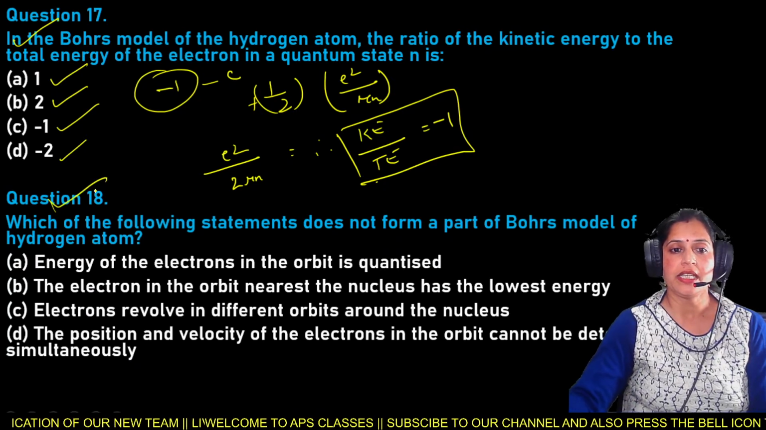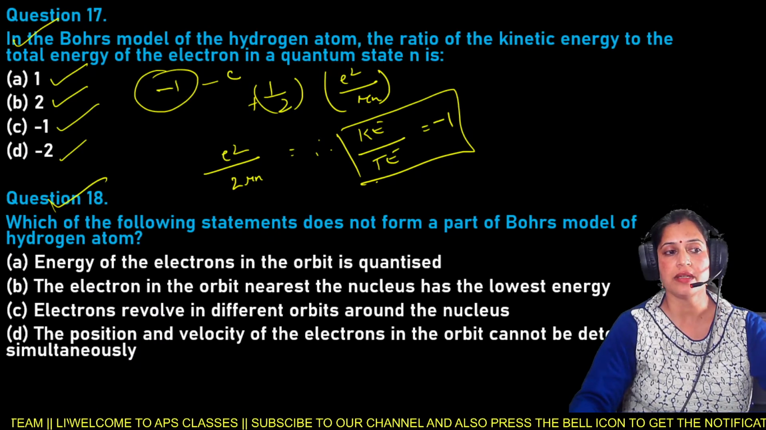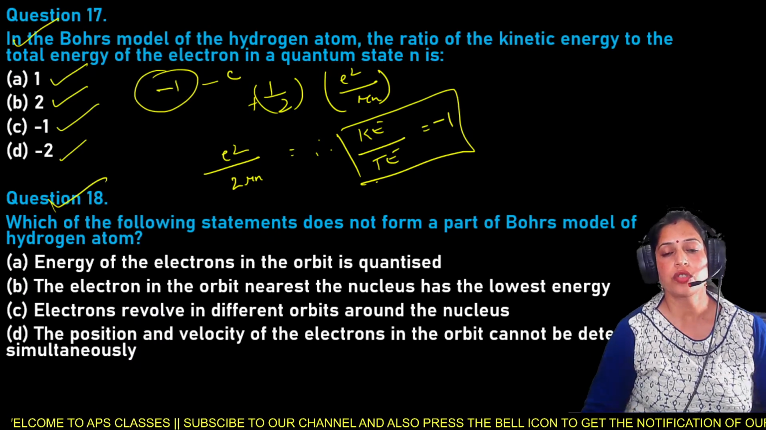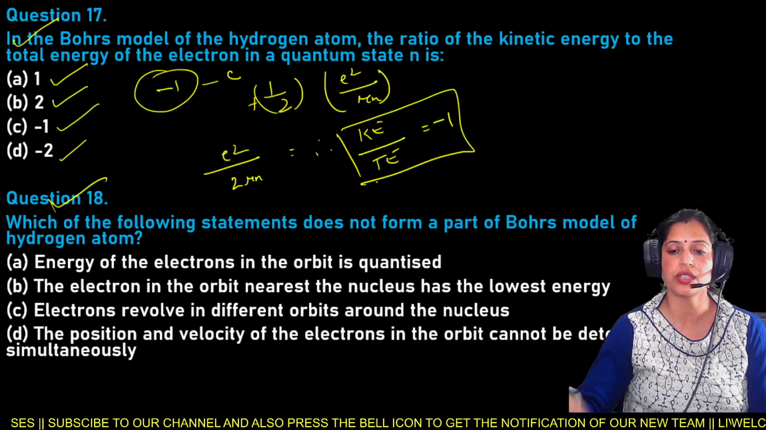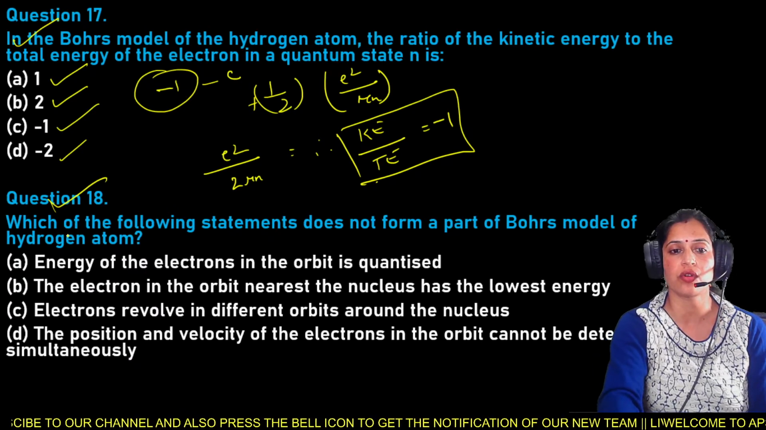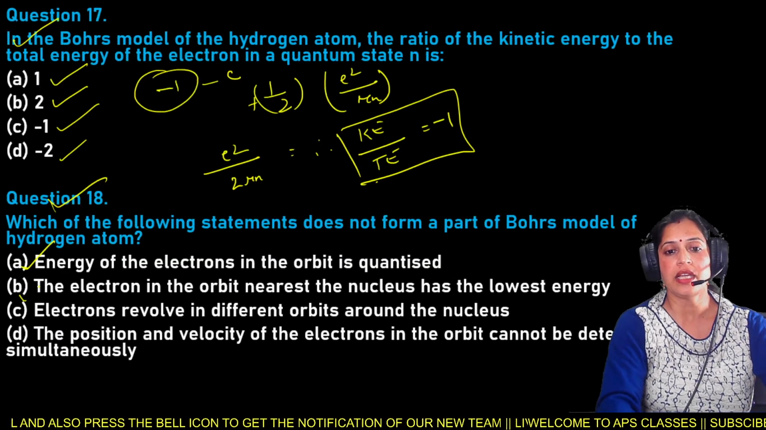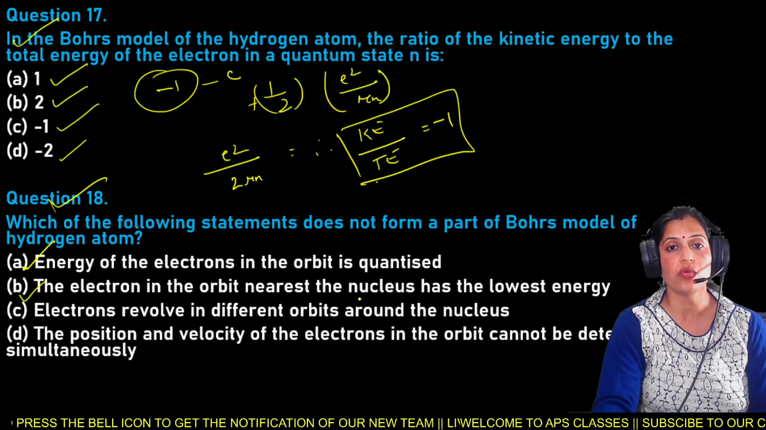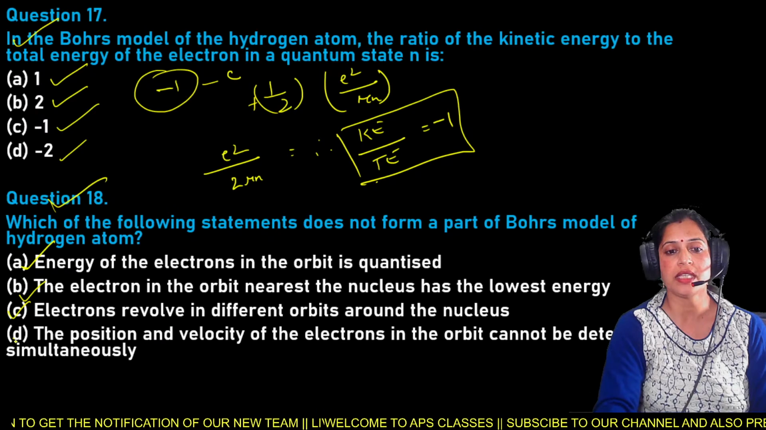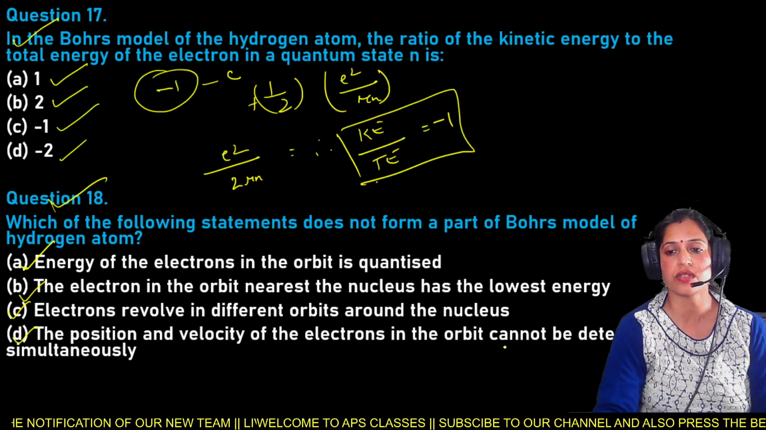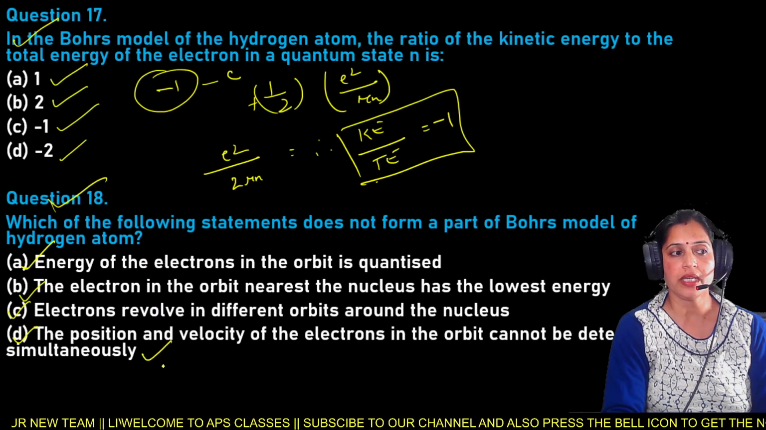Next is your question number 18. Which of the following statements does not form a part of Bohr's model of the hydrogen atom? Options: A, the energy of the electron in the orbit is quantized. B, the electron in the orbit nearest the nucleus has the lowest energy. C, electrons revolve in different orbits around the nucleus. And D, the position and velocity of the electrons in the orbits cannot be determined simultaneously.